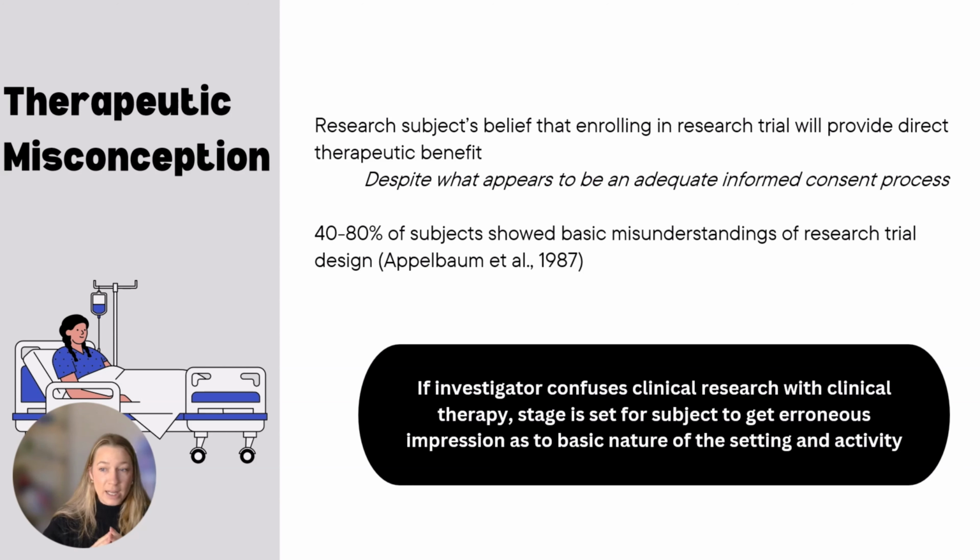So a classic study by Applebaum et al. in 1987 found that 40 to 80% of research subjects misunderstood basic aspects of trial design. Now, this was from 1987. We like to think that things are better today, but that was even after individuals had gone through the consent process. So if participants don't understand what they're signing up for, they cannot truly give consent.